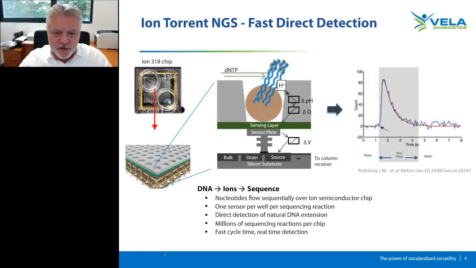So what you record is that every binding event releases a proton, and this proton is measured and transferred into an electrical signal. So you have multiple signals at a single time, millions of reactions on the chip. The nucleotides are flowing sequentially over the ion semiconductor chip, so you have a large number of records at the same time. I'm not going into much technology detail because of time reasons. There's a lot of information you can obtain on the internet or also from Vela separately.